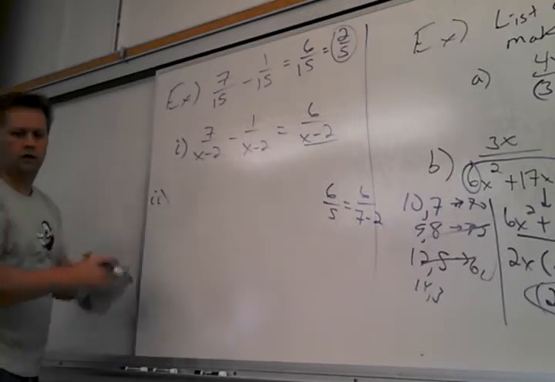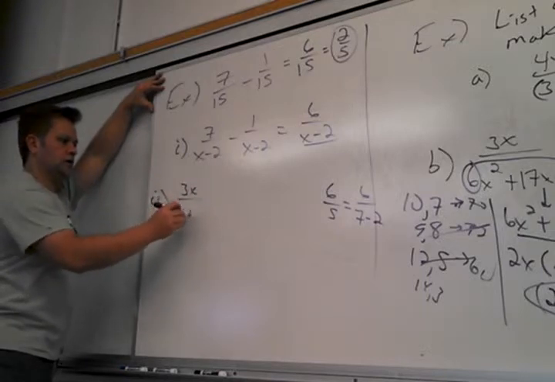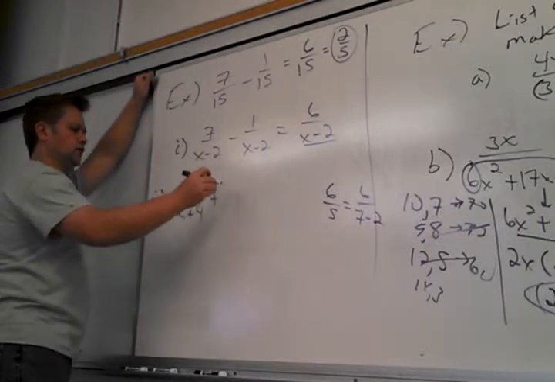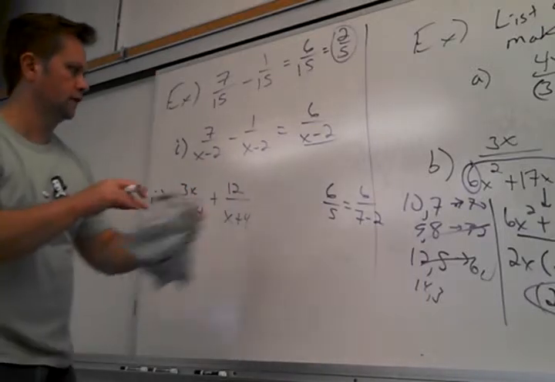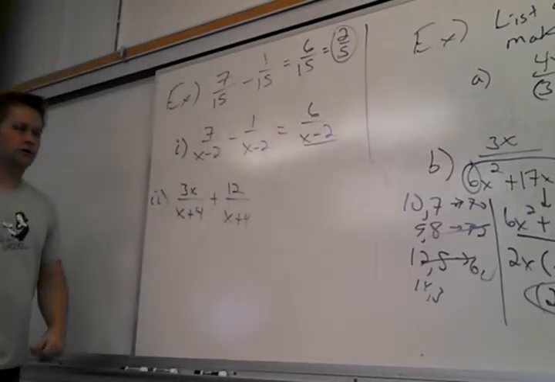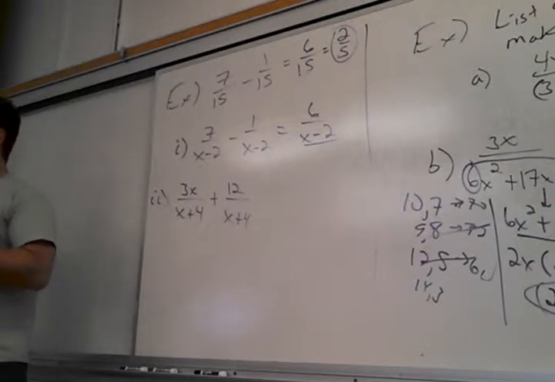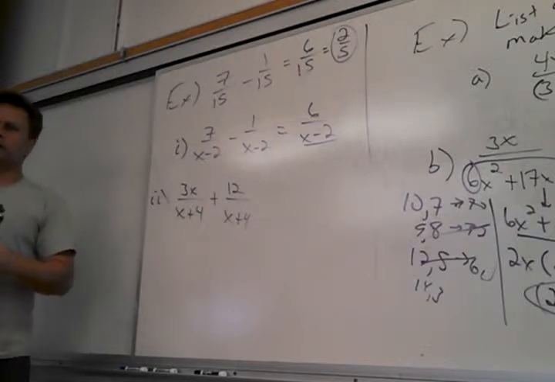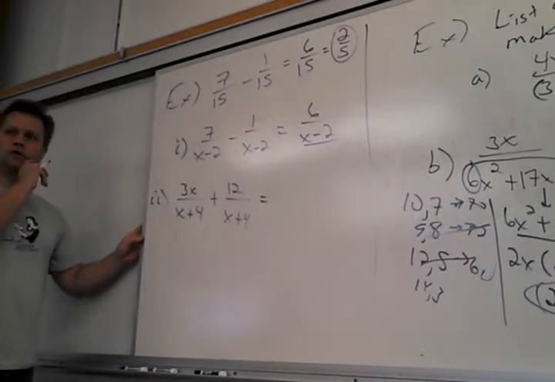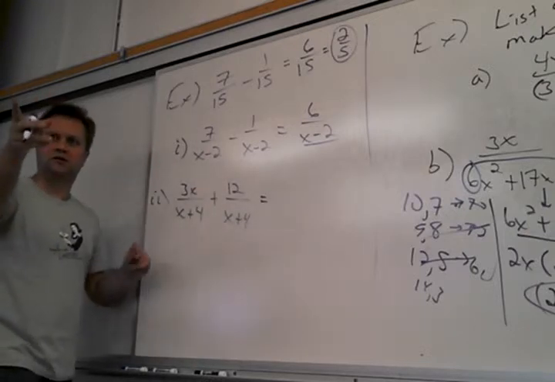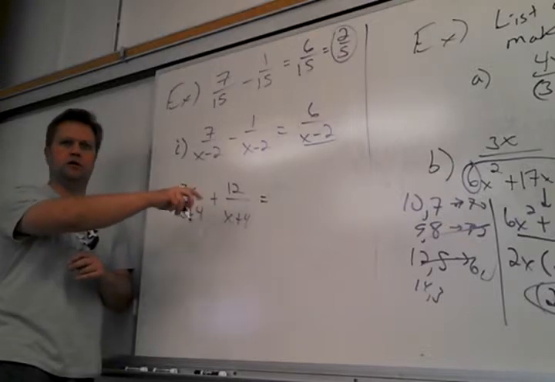So let's try one like that. What if I had 3x over x plus 4 plus 12 over x plus 4? What do you get there? So far these are pretty simple. The bottoms are the same. You're waiting for when the bottoms aren't the same. Bring it on. We'll get there, but let's go one step at a time. So what's the first step here?